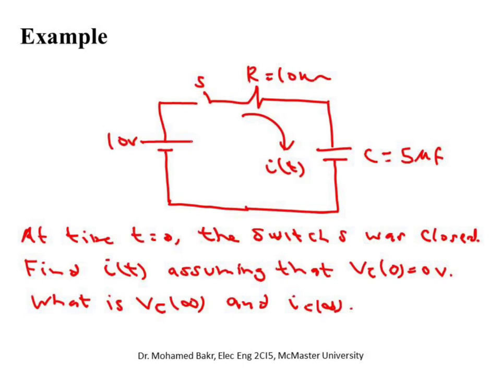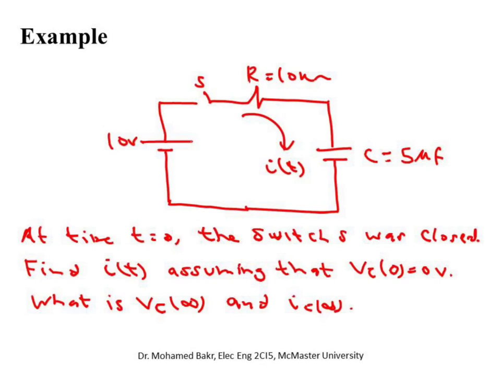has been reached. The capacitor voltage will be exactly equal to 10 volts, and the capacitor will look in this case like an open circuit. So we know beforehand what will be VC of infinity. I also know that at DC, when we reach steady state at infinity, when this is 10 volts and this is 10 volts, there will be no current in the circuit because the capacitor represents effectively an open circuit.